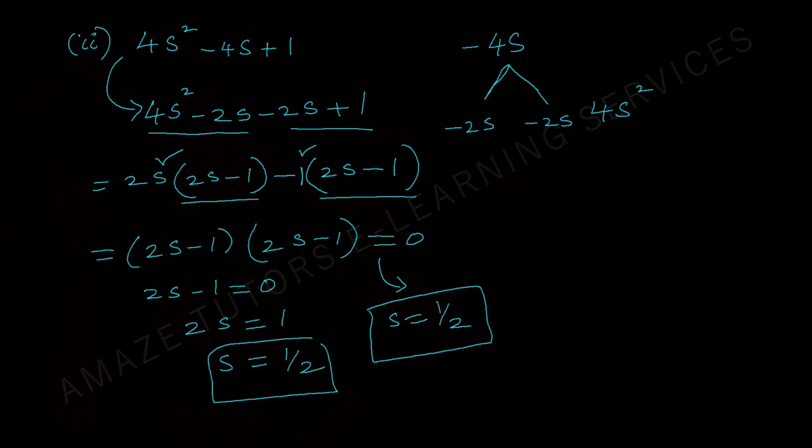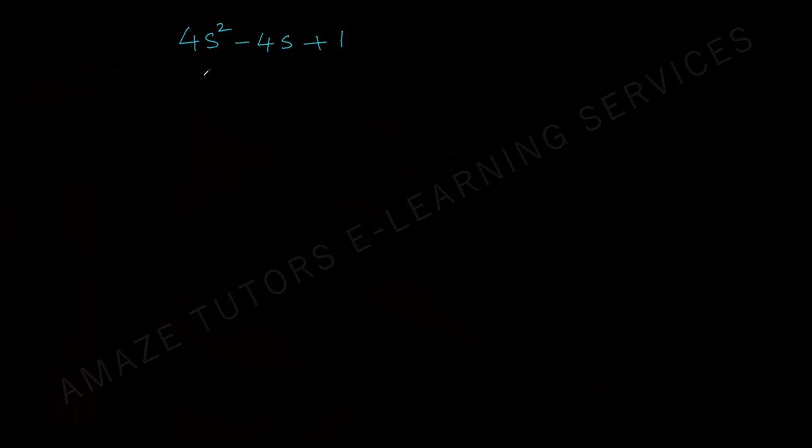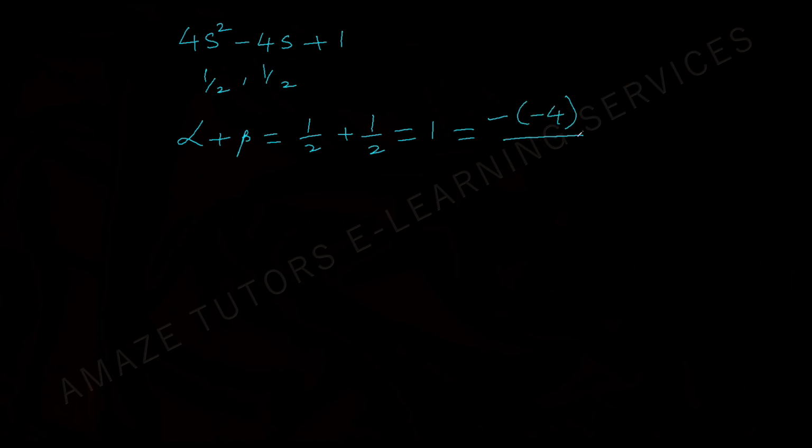Write the equation first. 4s squared minus 4s plus 1. Now the roots are 1 by 2, 1 by 2. Write alpha plus beta, the sum of the zeros, 1 by 2 plus 1 by 2, which is equal to 1. Now this can be written as negative of negative 4 divided by 4. Is it not? Because I know that 4 divided by 4 is 1.